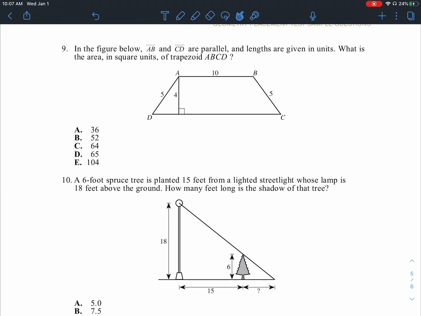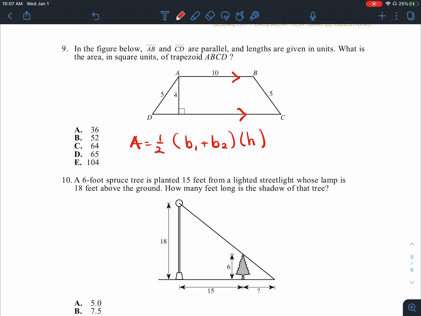Look, here we've got a trapezoid. It says in this figure below, we've got AB and CD that are parallel, so I'm going to show that here with these little arrows. The lengths are given. In units, what is the area in square units of the trapezoid? Remember, the formula is 1/2 times base 1 plus base 2, multiplied by the height. Once again, the bases are the 2 parallel sides.